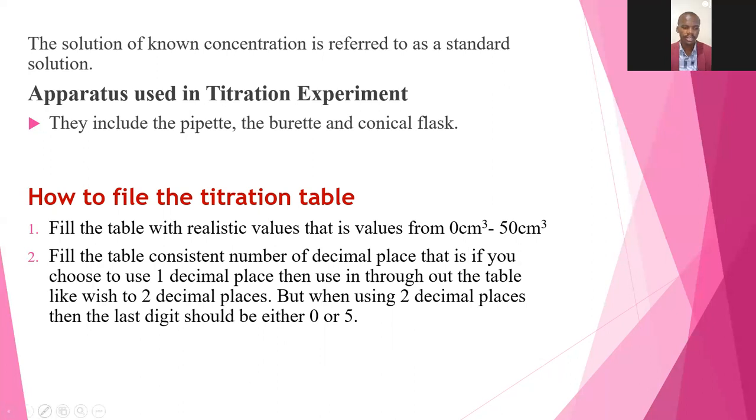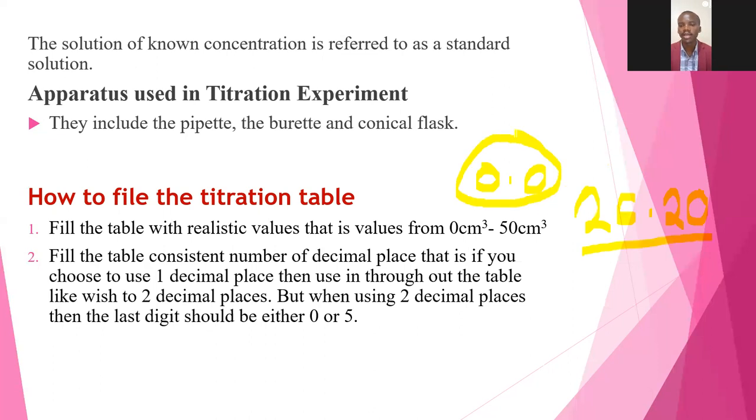For instance, let me take a pen here. When we have 0.0 as your initial, then for the titre value you can't write maybe 26 or 0.20 like that. This will be wrong. It will be inconsistent because here we have 1 decimal place and here it is 2 decimal places. So ensure you know about that.